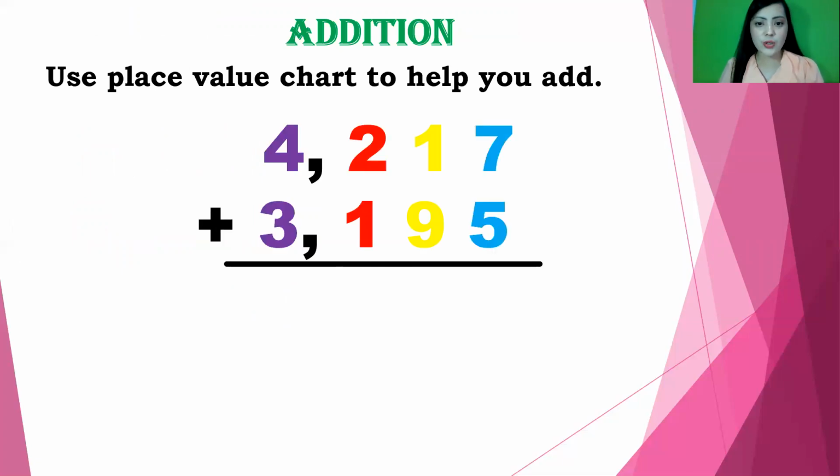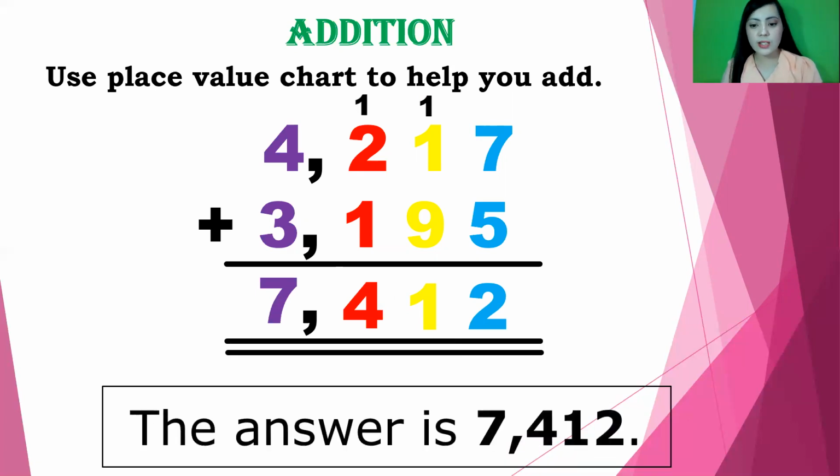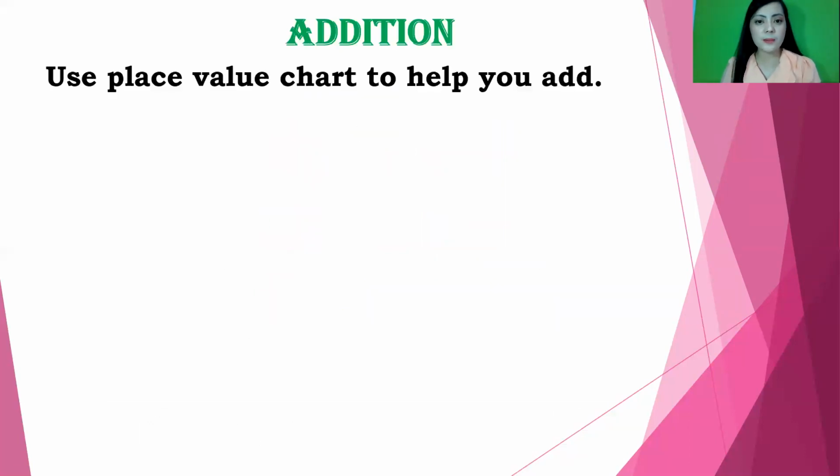Okay. Next question. Use the place value chart to help you add. So 4,217 plus 3,194. 7 plus 4 is equal to 11. Carry 1 to the tens place. 9 plus 1 equal to 10 plus 1 is equal to 11. Carry 1 to the hundreds place. 2 plus 1 is equal to 3 plus 1 is equal to 4. So 4 plus 3 is equal to 7. Easy. The answer is 7,412. Next question.